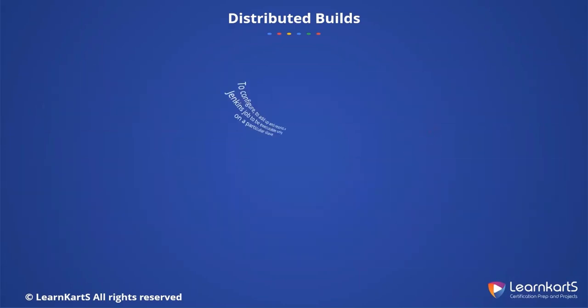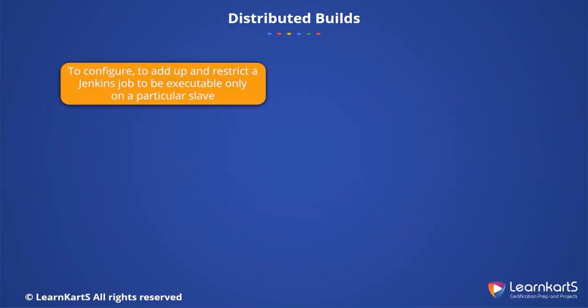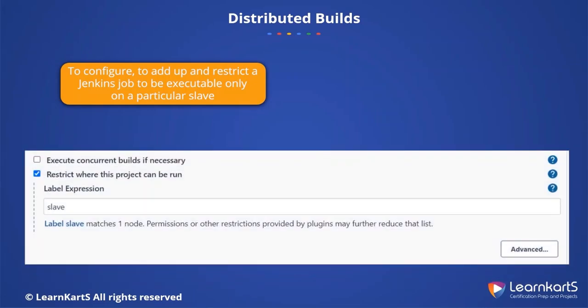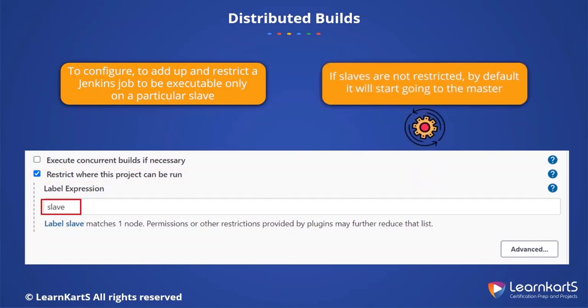Even if you want to configure your Jenkins job with the slaves you have added, let's say I have a slave with a label called slave. If I want to restrict my Jenkins job to be executable only on this slave, you need to definitely restrict that, because if you don't, by default it will start going to the master. So this should be running on a slave here.